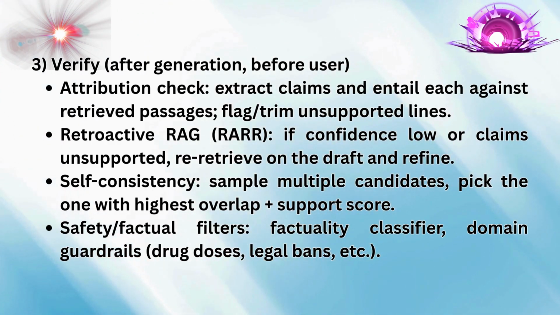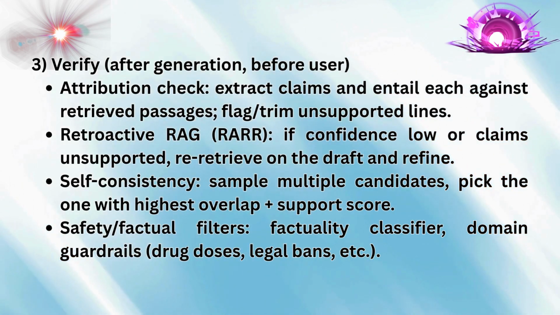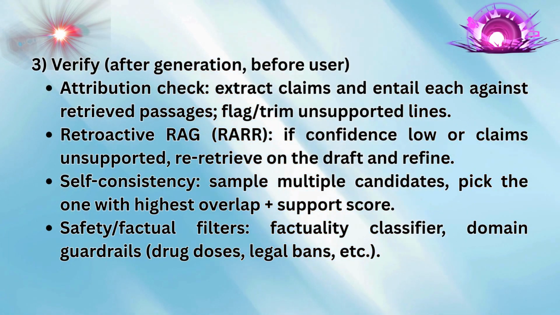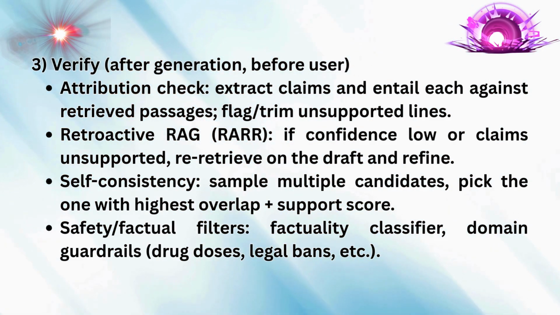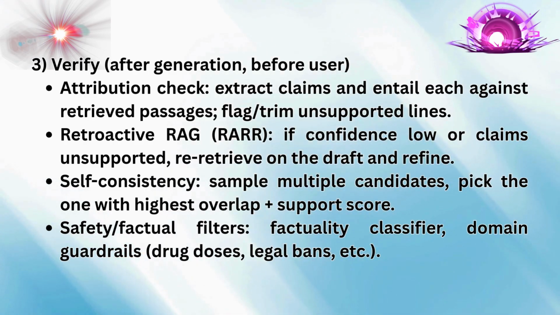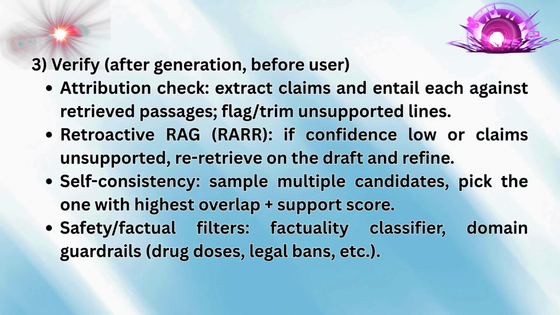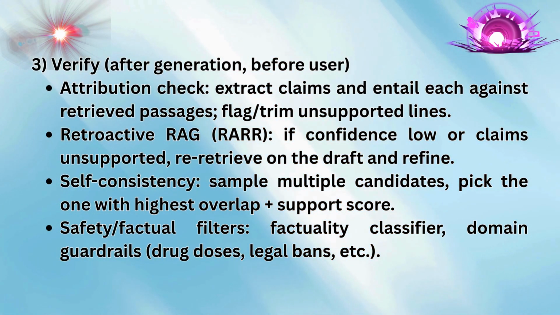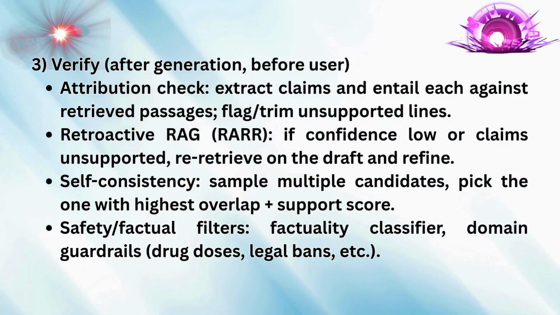3. Verify after generation, before the user. Attribution check: extract claims and entail each against retrieved passages. Flag or trim unsupported lines. Retroactive RAG: if confidence is low or claims are unsupported, re-retrieve on the draft and refine. Self-consistency: sample multiple candidates, pick the one with the highest overlap plus support score.